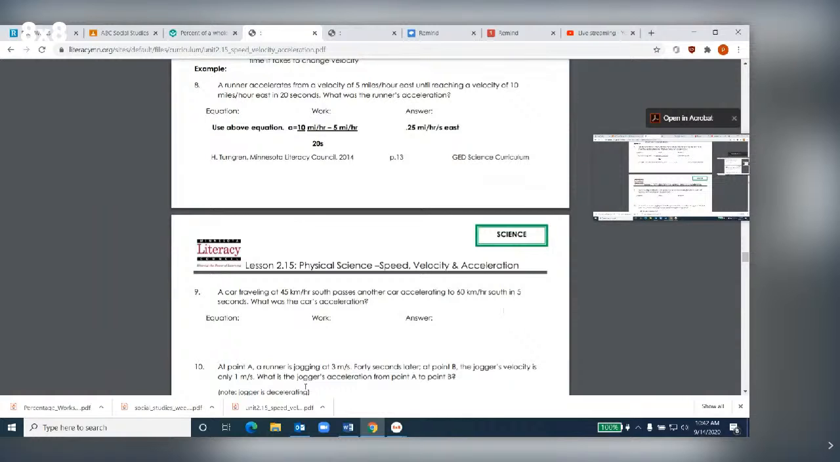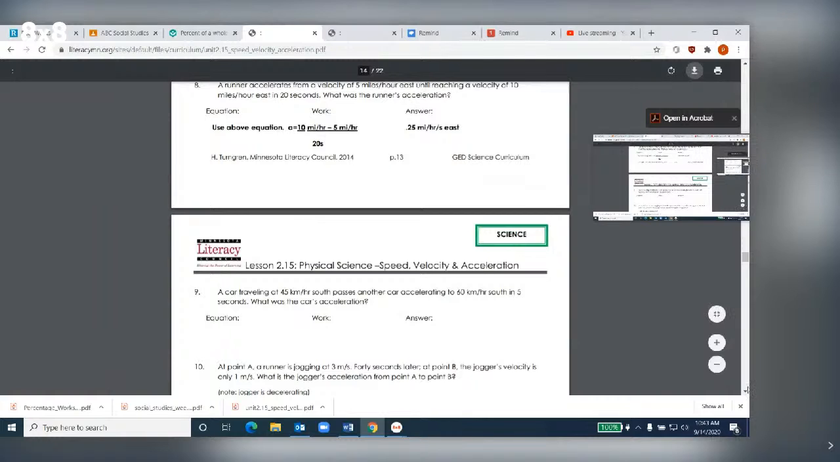Okay, this one, jogging 3 meters a second, 40 seconds later, at point B, the jogger's velocity is 1 meter a second. So that's going to be 3 minus 1 is 2, and so it's going to be 2 divided by 40. Okay, and that's going to give you basically 0.8 for the velocity there.